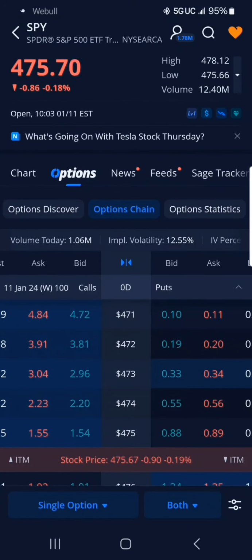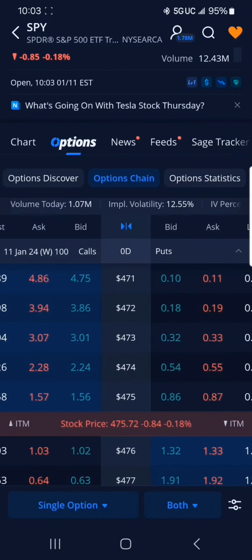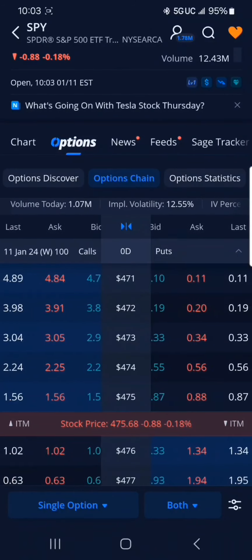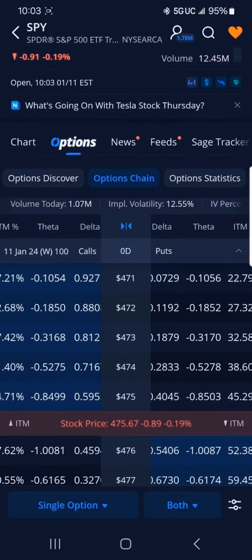Like I said, 476 would be in the money. Yeah, there it goes. So I'm going to grab slightly out of the money and try to get 2 contracts or 3. Let me get this 473 because that's out of the money enough where I can grab 3.